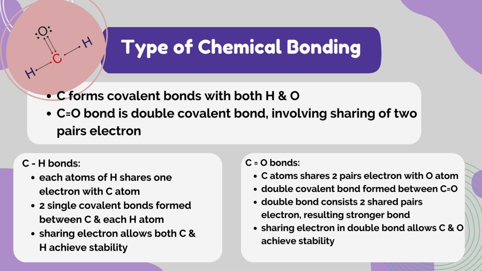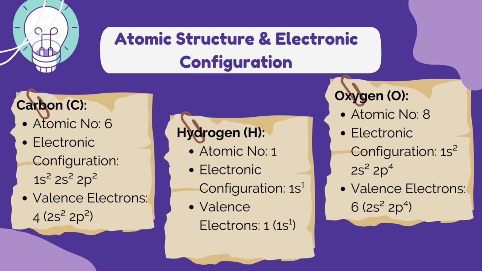So for C double bond O bonds, the carbon atom shares two pairs of electrons with the oxygen atom and forms a double covalent bond that consists of two shared pairs of electrons, resulting in a stronger bond. So it allows carbon and oxygen to achieve stability. So we move on to the atomic structure and electronic configuration.